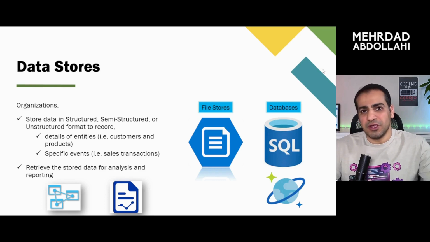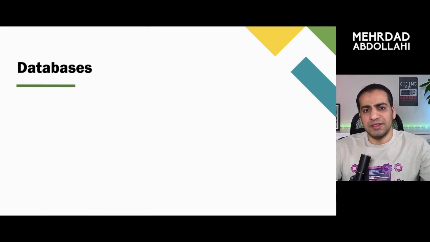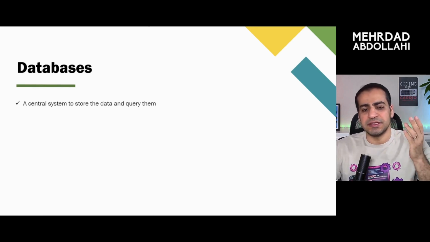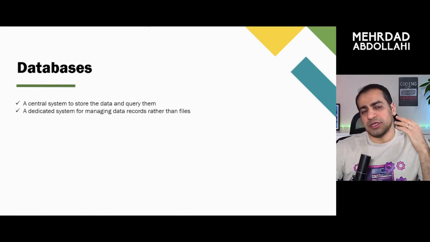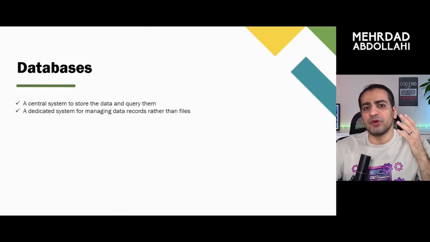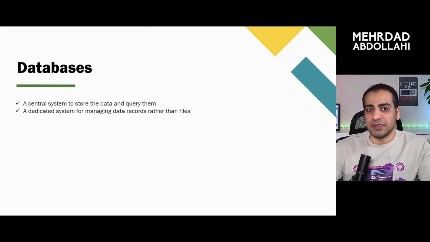In the previous slides, we found that organizations store their data either in file stores or in databases. We have already covered the file stores. Now let's see what a database does for us. So let's define databases like this. Databases are a central system to store the data and query them. In other words, it is a dedicated system for managing data rather than files that we have explored before.